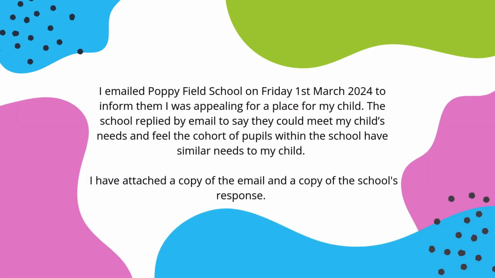Here is an example of what the parent, carer, or young person may write to show that the education setting has been contacted and informed that a place is being appealed for. I emailed Poppy Field School on Friday the 1st of March 2024 to inform them I was appealing for a place for my child. The school replied by email to say they could meet my child's needs and feel the cohort of pupils within the school have similar needs to my child. I have attached a copy of the email and a copy of the school's response.